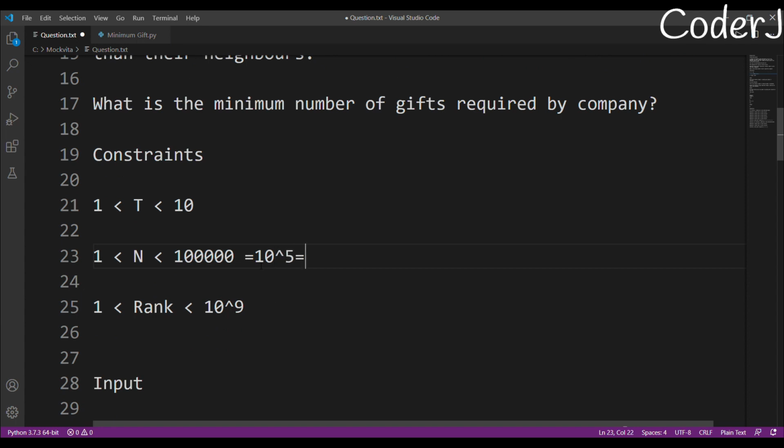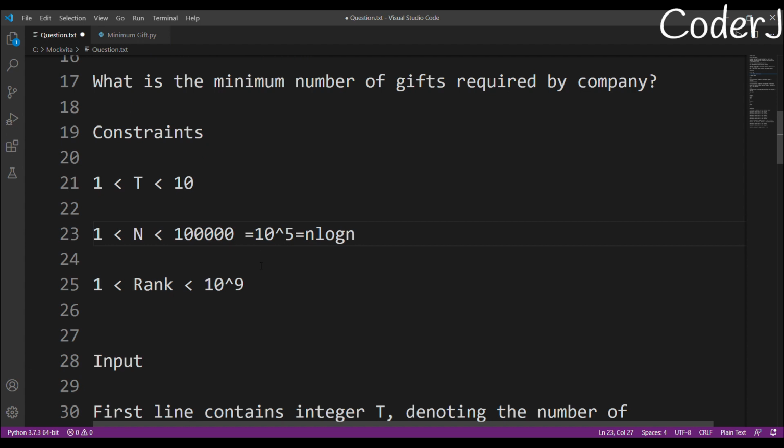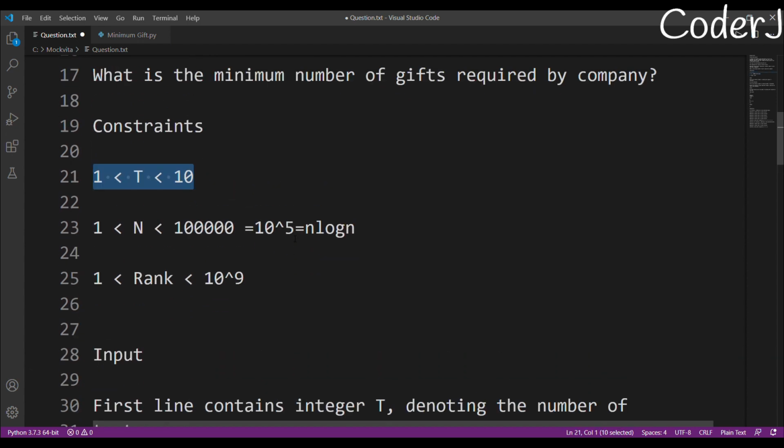Now you think that an n log n approach will work, but it won't work. Why? Because here we have another constraint. We look at the test cases, and the number of test cases will vary from 1 to 10. Now when you multiply this value with 10 to the power of 5, you get 10 to the power of 6. So it means only one thing, that your solution should only be of order n.